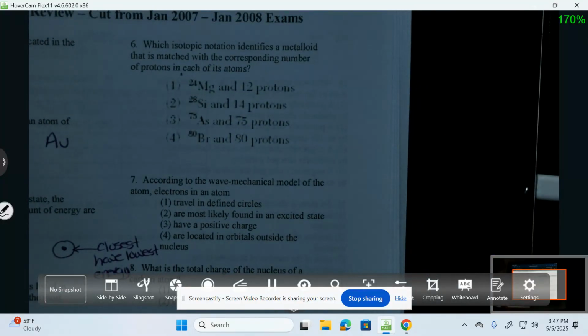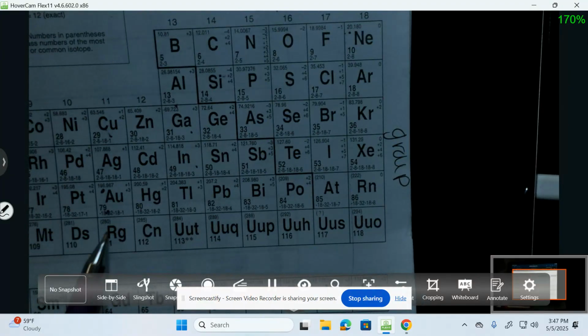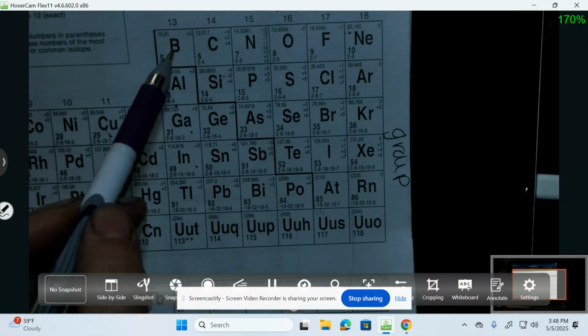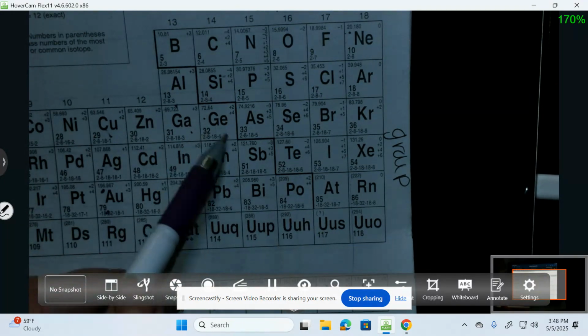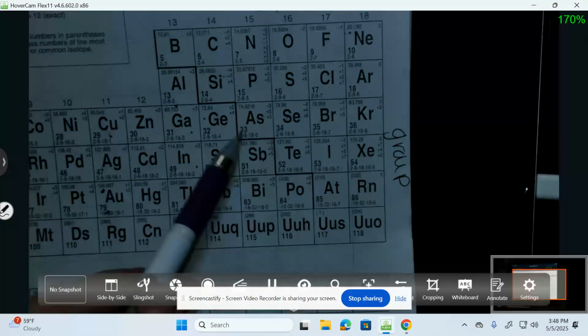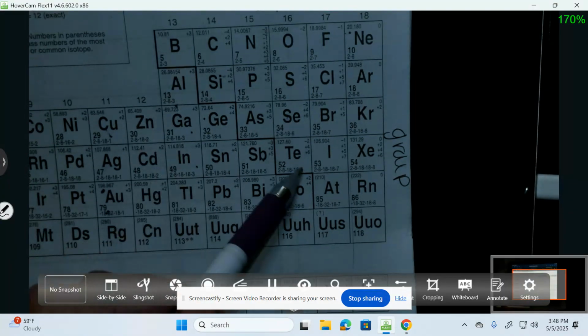Which isotopic notation identifies a metalloid that is matched with the corresponding number of protons in each of its atoms? All right, first off, we need to find a metalloid. We didn't talk about metalloids yet. That's Unit 3, periodic table. Metalloids are on the staircase. They are B, Si, As, Te, At, Ge, and Sb. So these guys and these two in the middle here. Not aluminum, not polonium. So these guys.